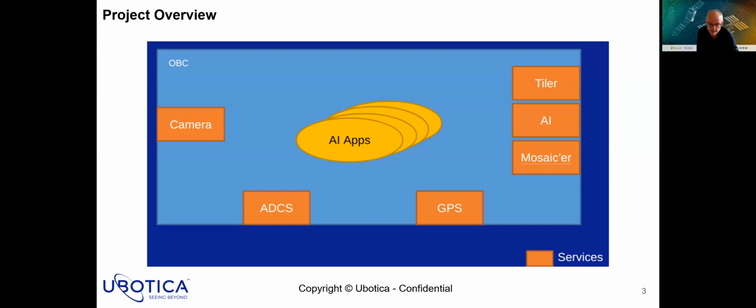The environment that we have is a highly configurable environment, and the approach that we've taken is to have services which will be driven from JSON files, which the applications can construct on the fly, or they can be static, and they will be used to configure the operation of the tiler, the AI service itself, and the mosaic.